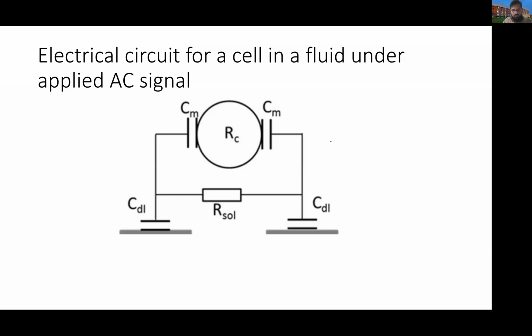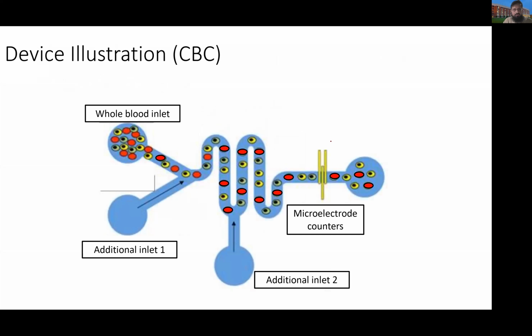So don't worry if you don't understand all the inner intuition of the circuit, but it's just to give you an idea that a biological cell can be easily converted into something which is electrically easy to analyze. Now coming to the lab on a chip device, what kind of structure can the device have? This picture is illustrating that structure.